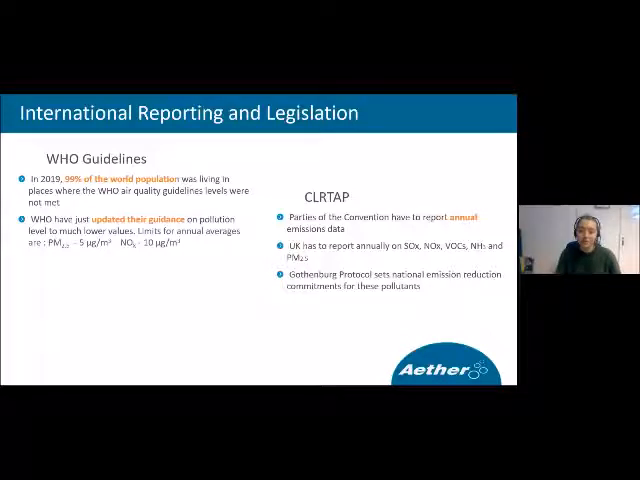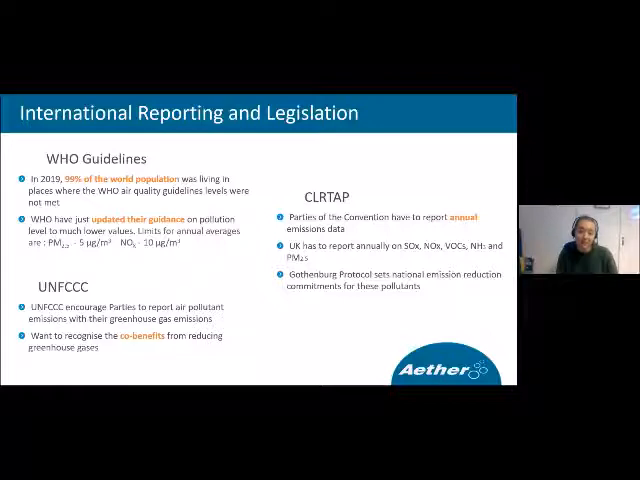The CLRTAP is the UN's convention, and CLRTAP stands for the Convention on Long Range Transboundary Air Pollution. It's essentially a convention under the UN, which many countries have ratified to pledge that they will reach certain reduction commitments. The UK is one of them. Under that convention, they have to report annually on those 5 pollutants. Within that convention, there's a protocol called the Gothenburg Protocol, which sets these national reduction commitments. That's why the UK has to calculate their emissions every year, because they have to report under the Gothenburg Protocol to this convention.